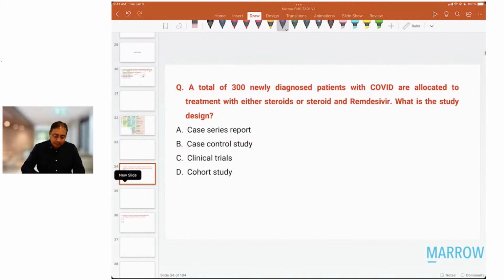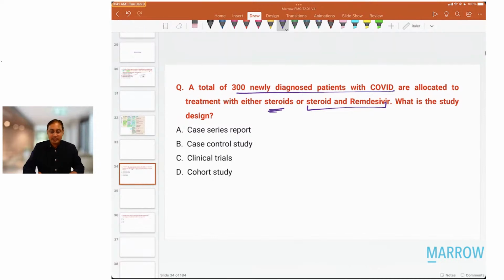Coming over to the next MCQ. A total of 300 newly diagnosed patients with COVID are allocated to treatment with either steroids alone or steroids and remdesivir. What is this study design? What do you think? So here you took 300 patients with COVID and gave one group steroids, and the other group steroids and remdesivir.